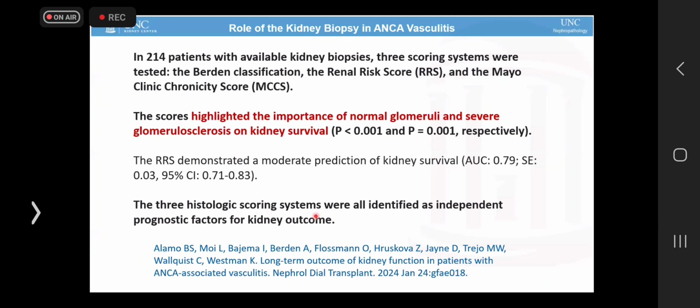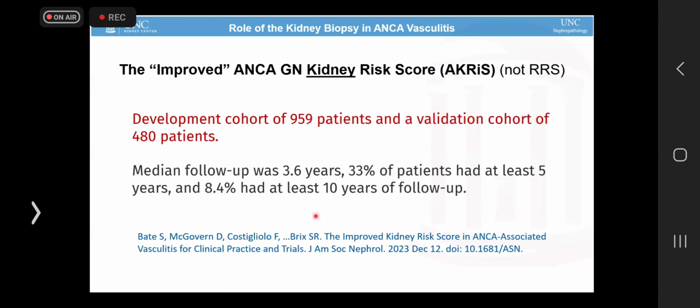There's been a subsequent study on a large number of patients that has also shown that the normal glomeruli and severe glomerular scarring are good predictors of good and bad outcome, respectively. So those features are always ones to evaluate. The improved, so-called, ANCA kidney risk score.